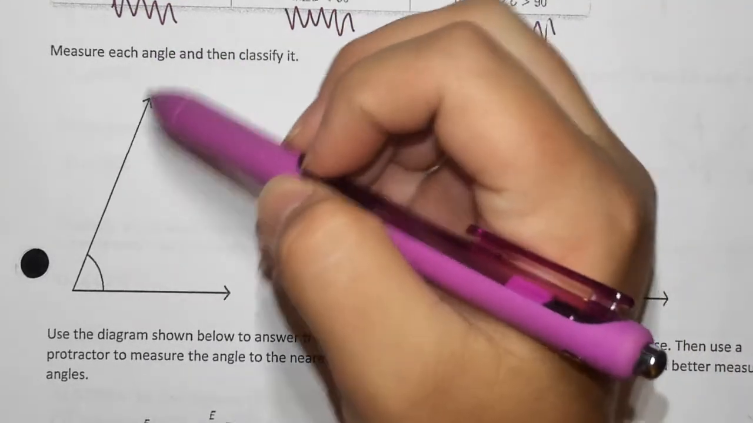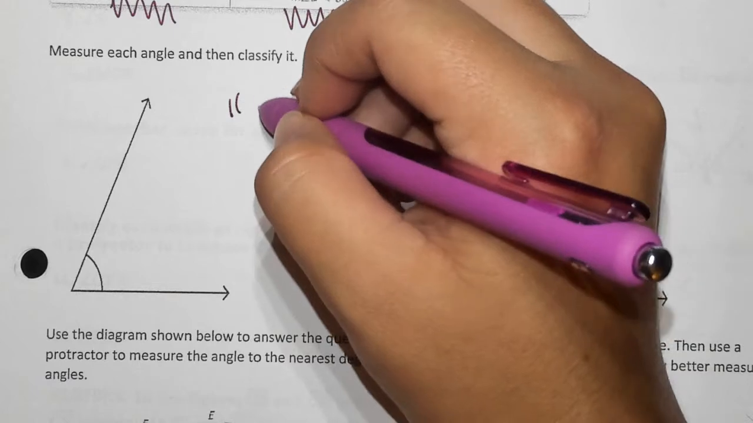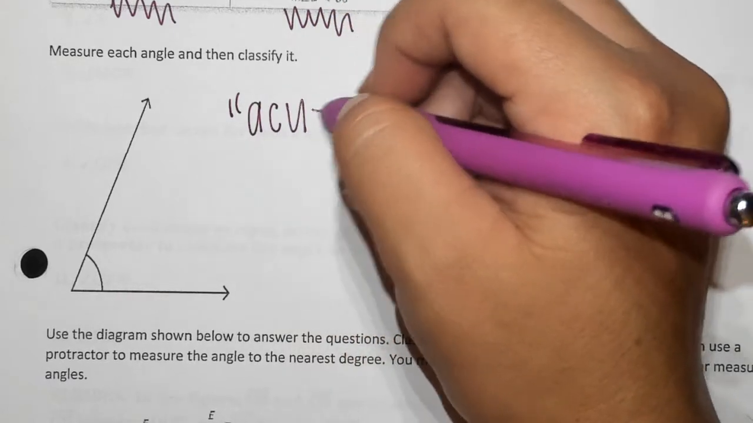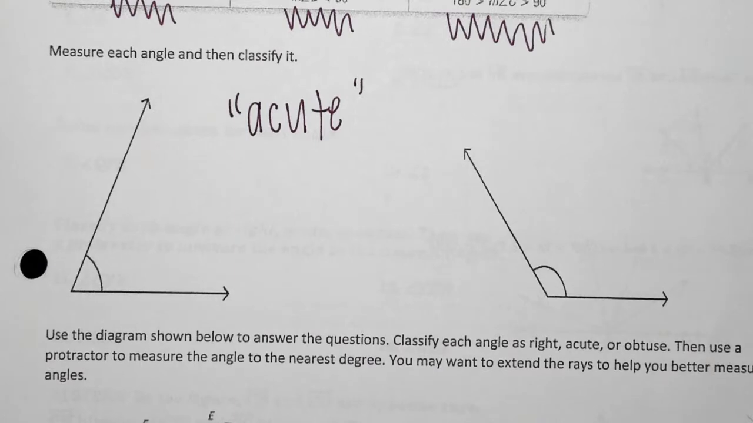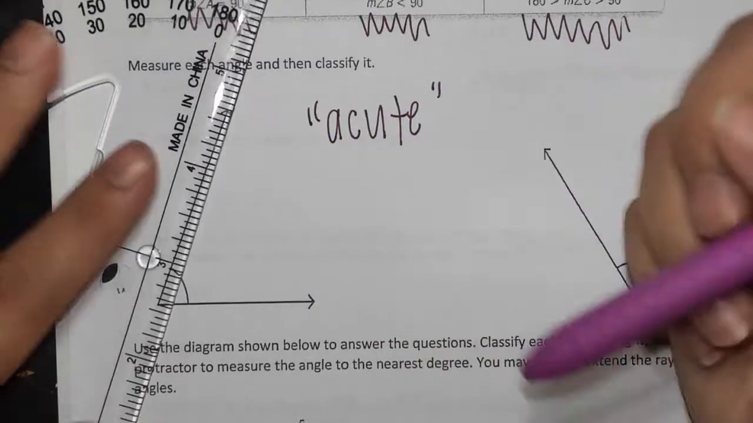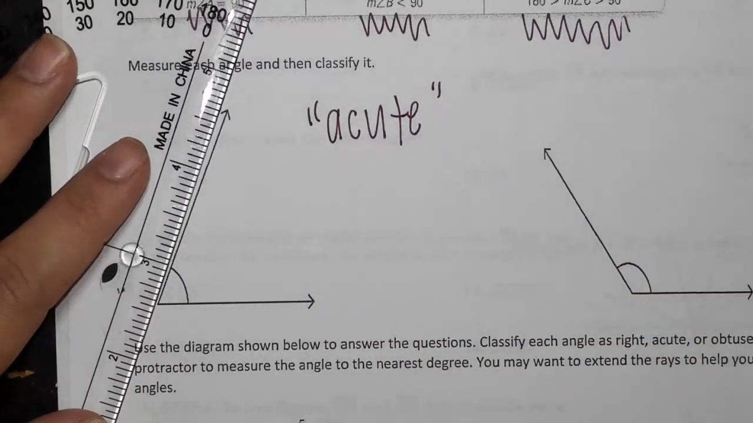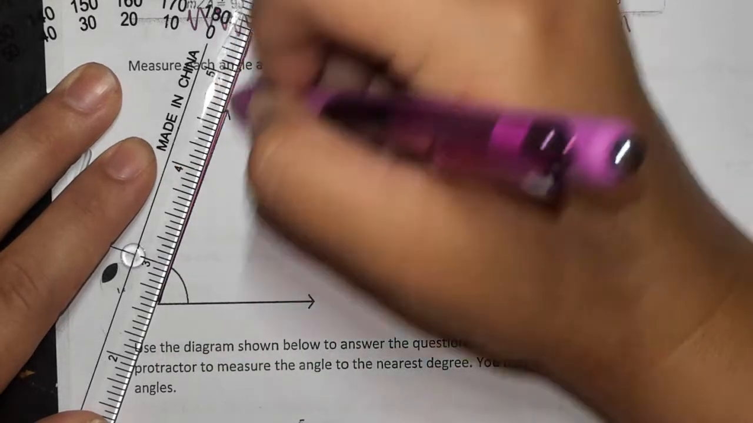Here's the thing. Can't you classify this without measuring it? What is it? It's acute, because it's a cute little angle. If you have a hard time remembering acute and obtuse, think a cute little angle. Here's how this works. I like to extend this angle because sometimes it won't line up directly with your protractor, so you can use the edge of it and extend it if you want to see it better.